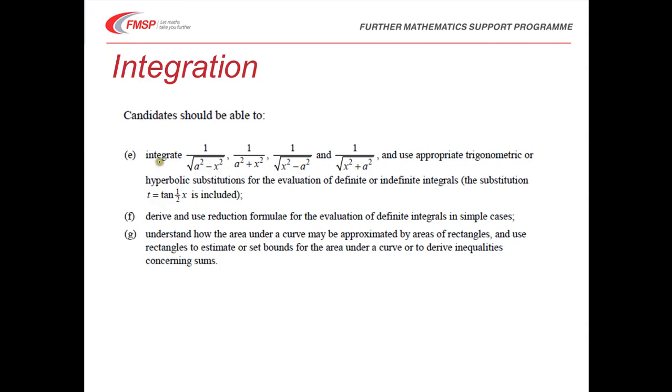So 1 over the square root of a squared minus x squared you should recognise and look up and see that it's got something to do with inverse sine. 1 over a squared plus x squared, again, should be familiar, and that's the inverse tan. 1 over the square root of x squared minus a squared is going to be inverse cosh, so your hyperbolic function's coming in there. And similarly for this one, it's the inverse of sinh. But do make use of your formula books to help you here.